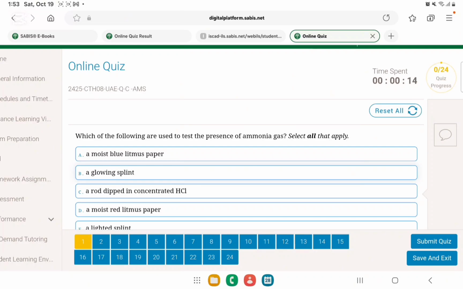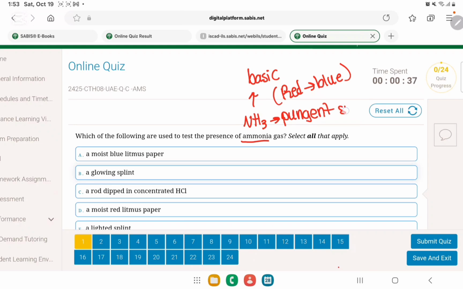So, which of the following are used to test the presence of ammonia gas? Ammonia is NH3 and it is basic, meaning that if we test it using red litmus paper, we get blue. It also has a pungent smell, a really strong smell, and you can test it using a rod dipped in HCl, and then you get white gas.